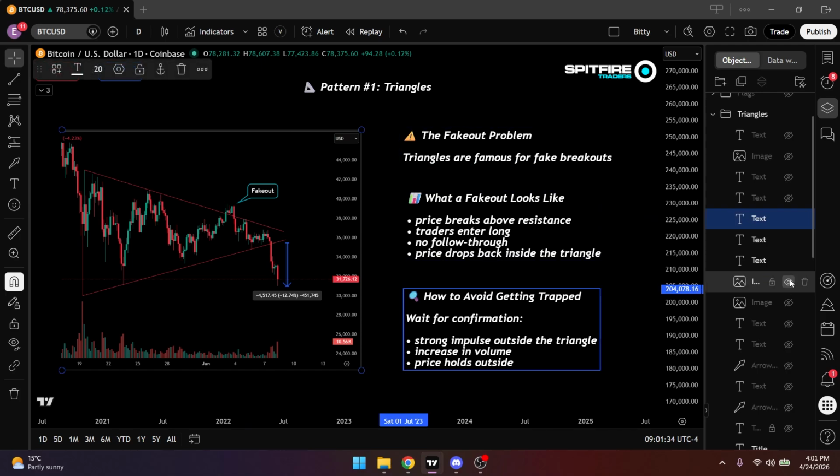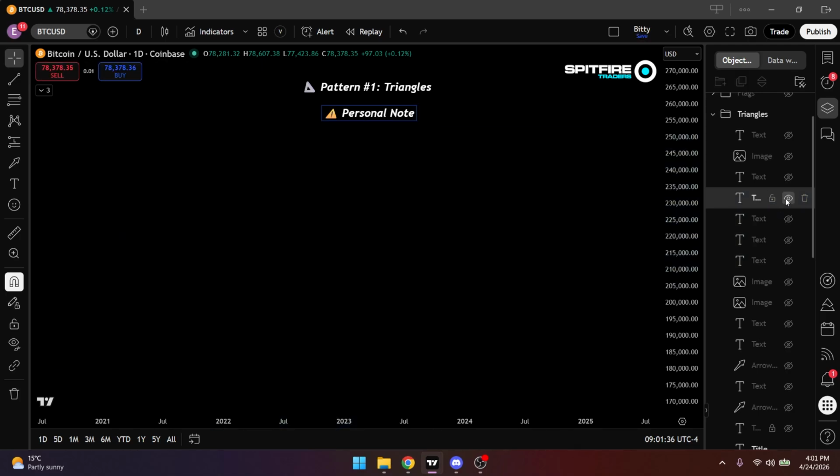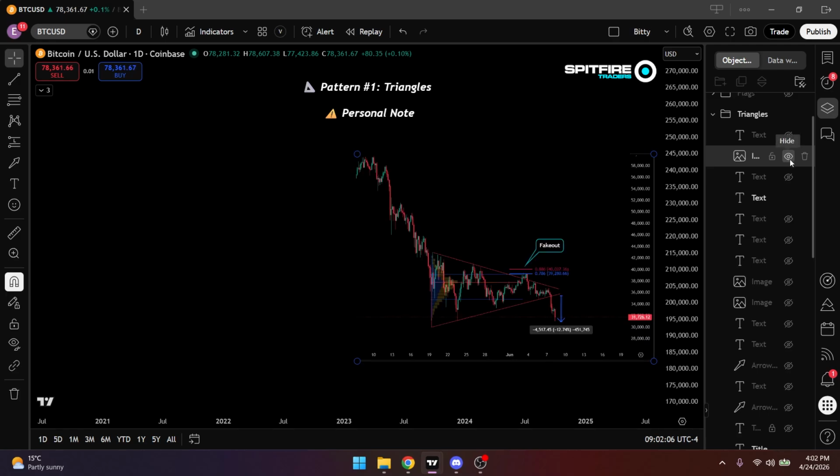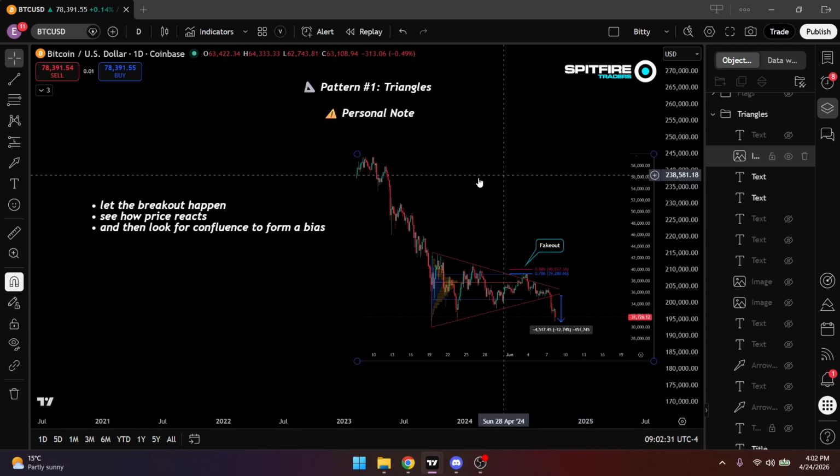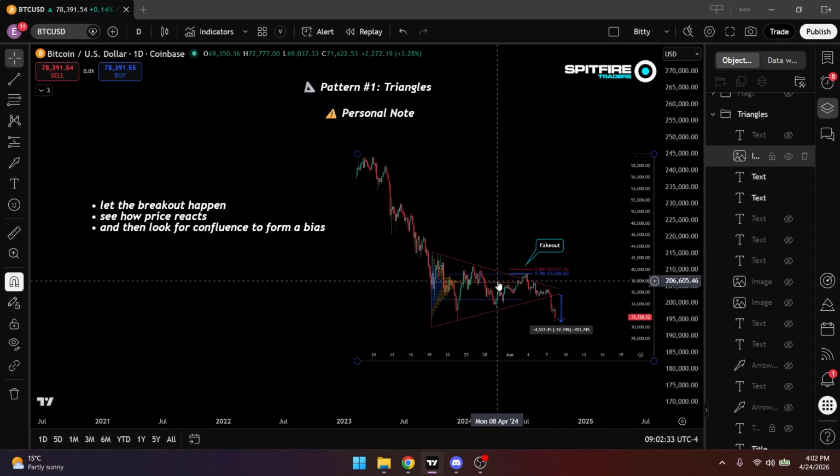But even if you follow all these textbook rules, there's something important I want to mention. Personally, I don't like trading breakouts. Not because they never work, but because they are one of the most manipulated and inconsistent setups in the market. Instead, I prefer to let the breakout happen, see how price reacts, and then look for confluence to form a bias. For example, I wait for structure alignment.